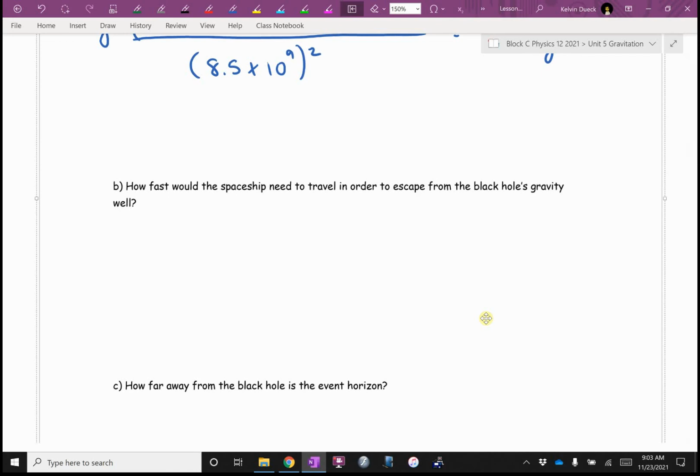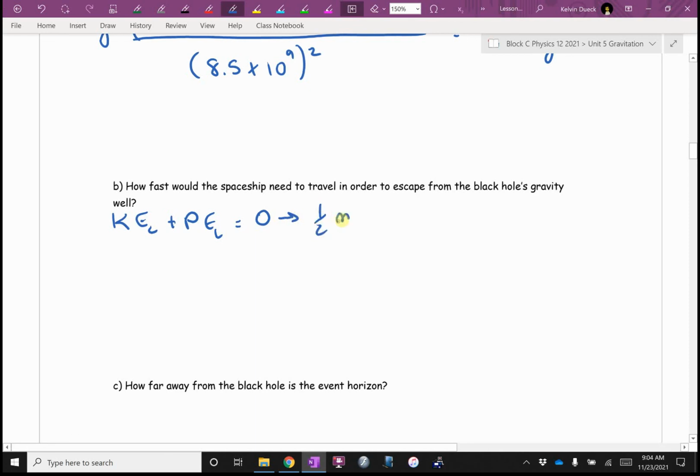So what did we say? We solved this with conservation of energy. We start out by saying KE initial plus PE initial equals what? Strangely, 0. We want our final out at infinity, so that's going to be 0 for potential energy. And we want to come to a stop right when we do that, so that's going to be 0 for kinetic energy. So we're going to get a half little m v escape squared, plus negative big G, big M, little m over r equals 0.